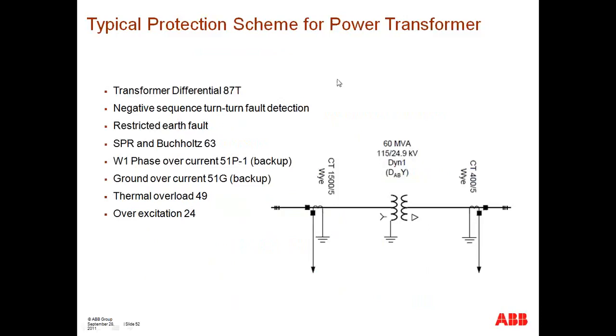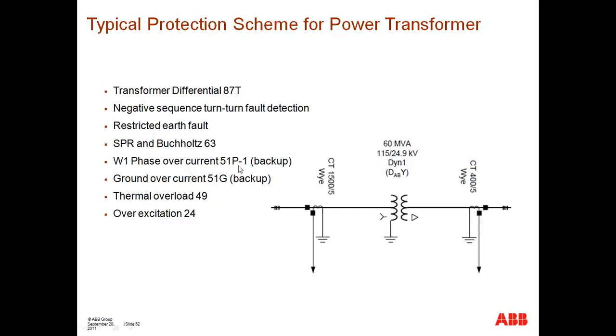As a summary, here is a typical protection scheme for a two-winding power transformer. Phase-to-phase and phase-to-ground protection inside the differential zone will be provided by an 87T element. Turn-to-turn protection can be provided by a differential negative sequence element. Phase-to-ground protection near the neutral on Y-grounded windings can be provided with restricted earth fault differential elements. Sudden pressure relays and your Buchholz relays will be a form of unit protection.